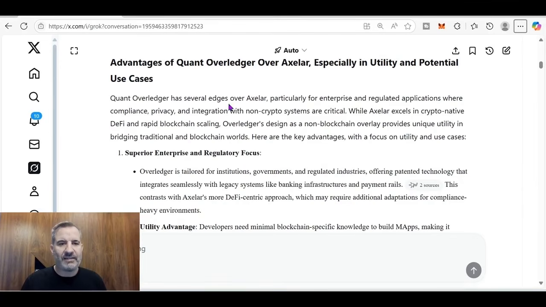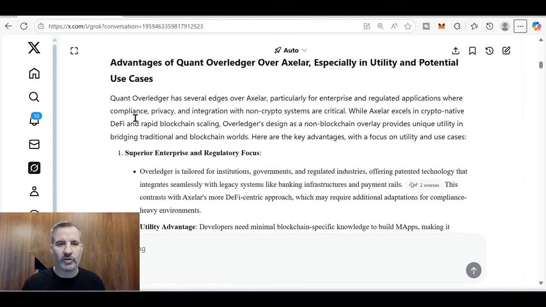Quant Overledger has several edges over XLR, particularly for enterprise and regulated applications where compliance, privacy, and integration with non-crypto systems are critical. So Grok 3 here is telling you that Quant has way more advantages, several edges over XLR, because for enterprises, that's where all the volume is, my friend. Enterprise and regulated applications such as commercial banking, central banks, cross-border payments, CBDCs, that's where the volume is. It's in regulatory applications, enterprise and government level central banks. That's where the big money is, my friend.